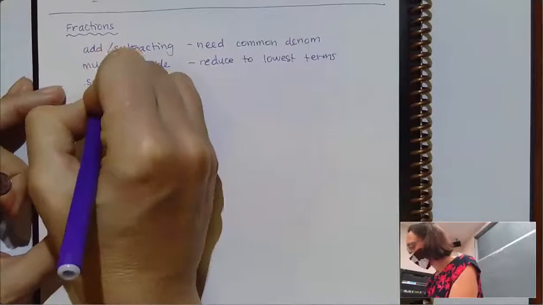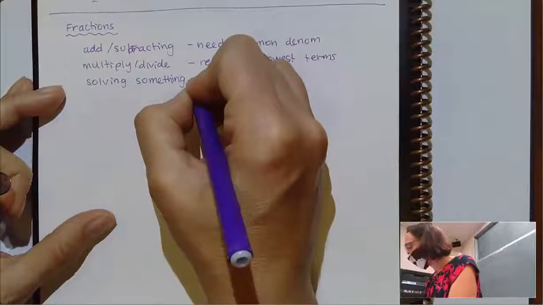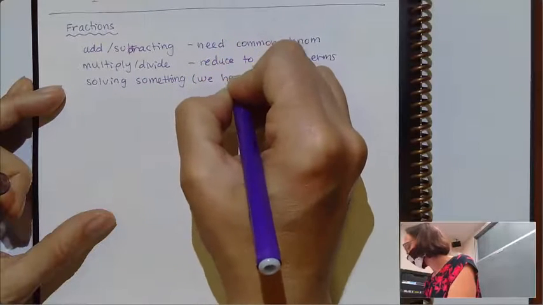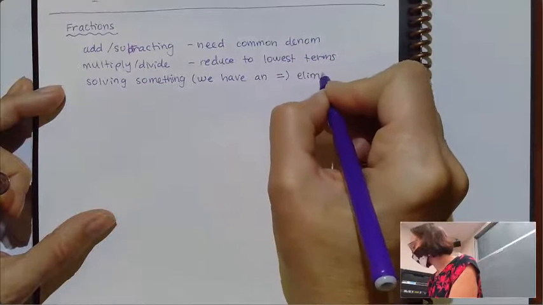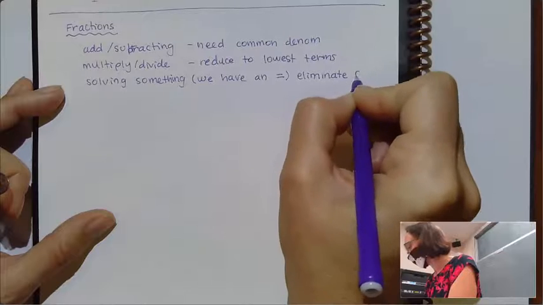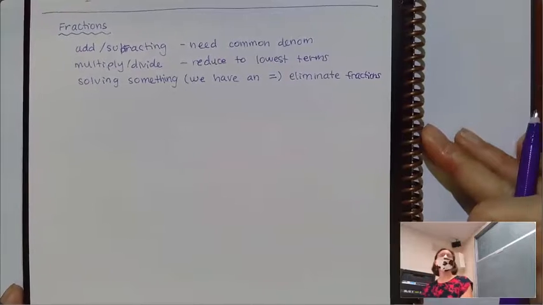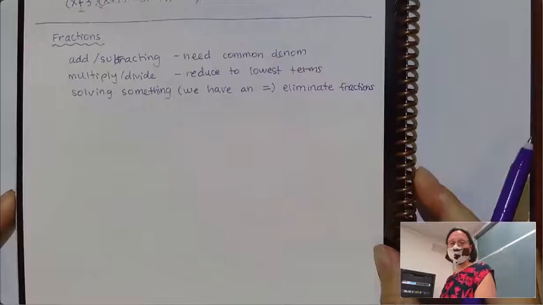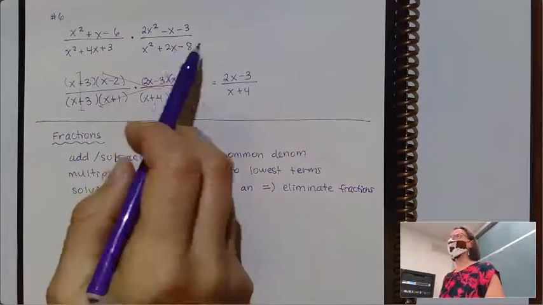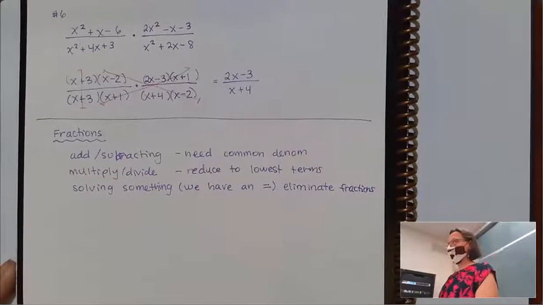But if we're solving something, meaning we have an equal sign, then I like to eliminate the fractions. Now, these 3 rules hold whether our fractions are numbers or our fractions are variables. So we just did a problem where we were multiplying 2 fractions. And when I'm multiplying 2 fractions, I'm aiming to reduce to lowest terms.